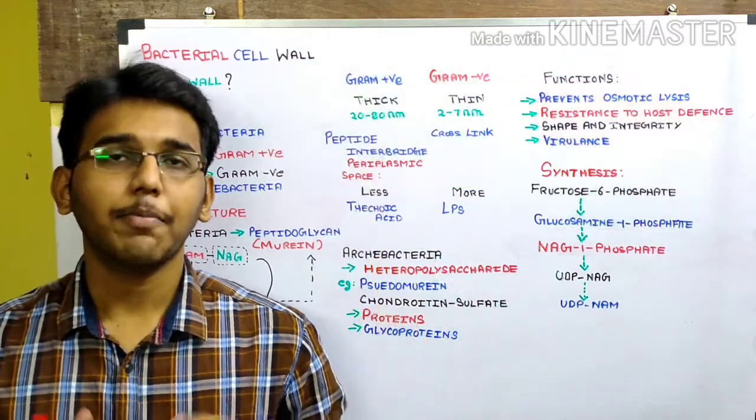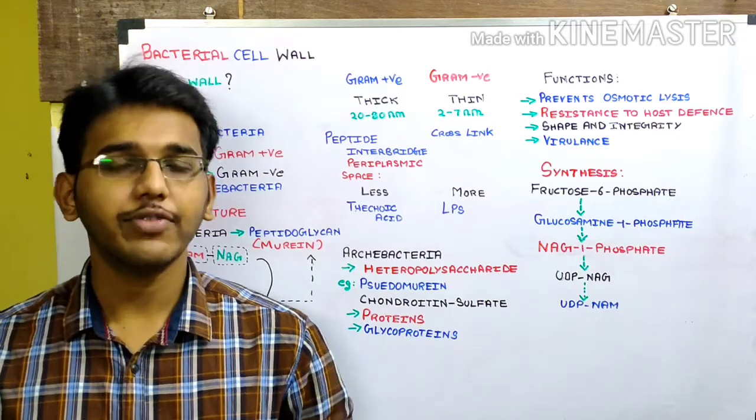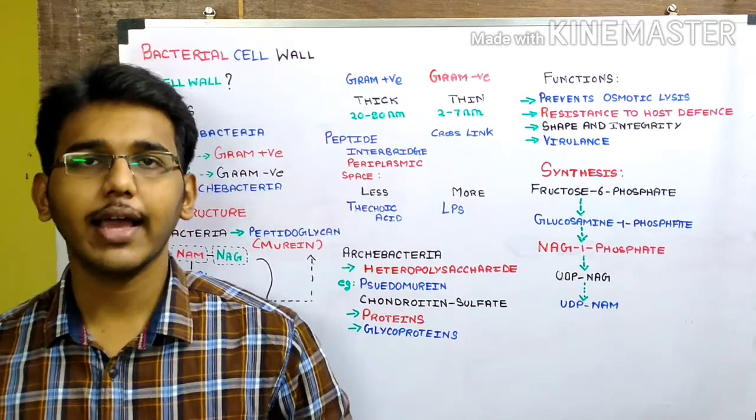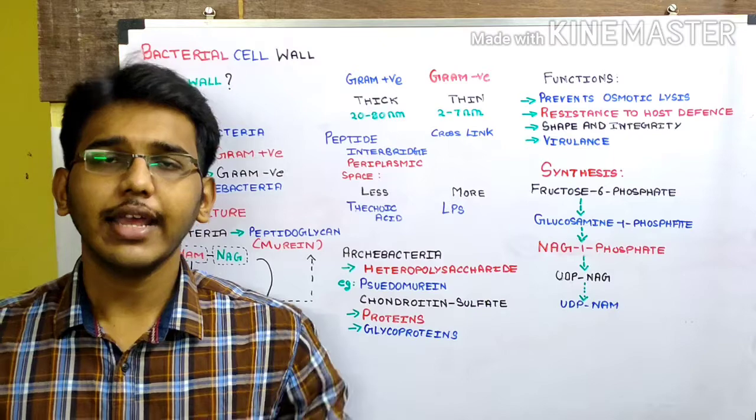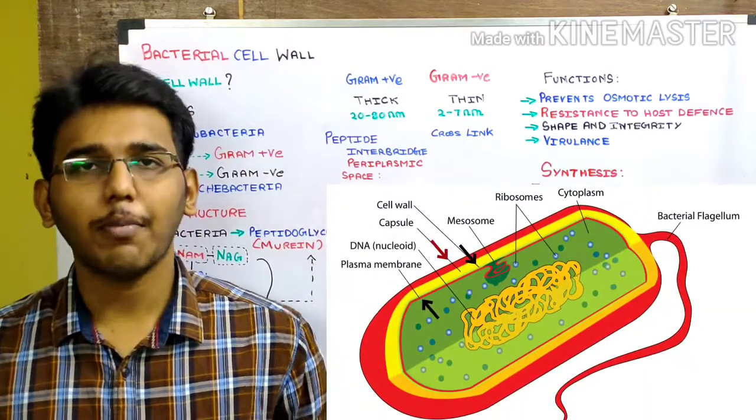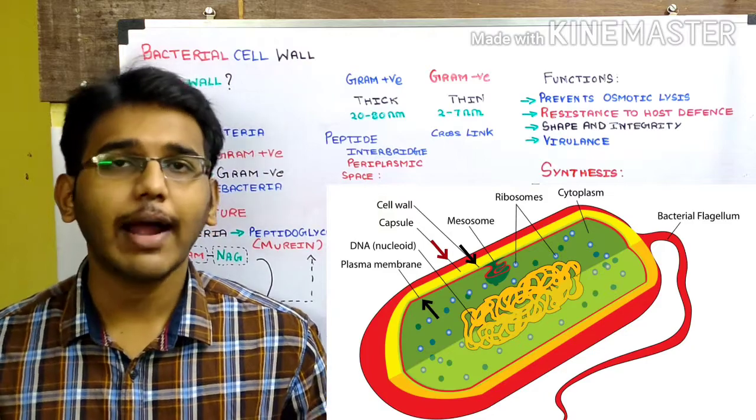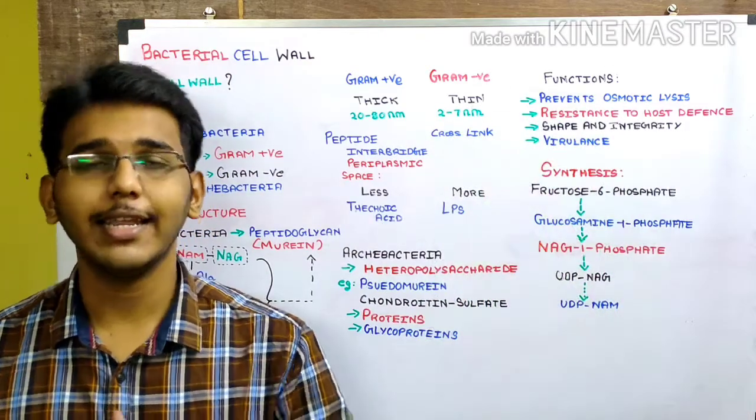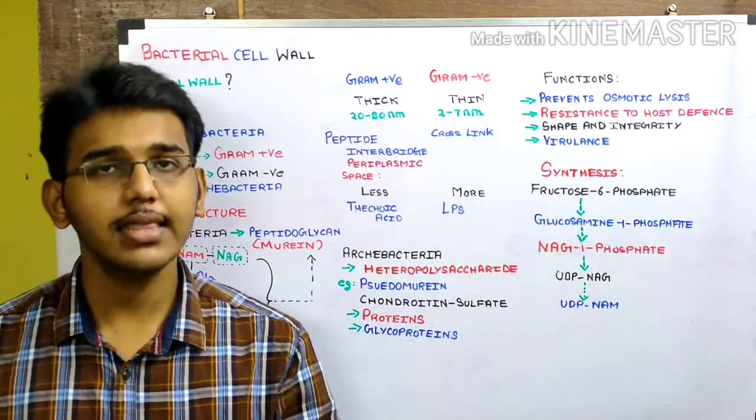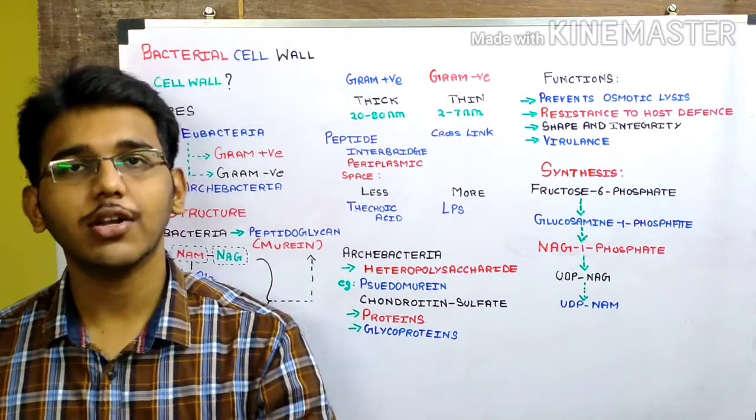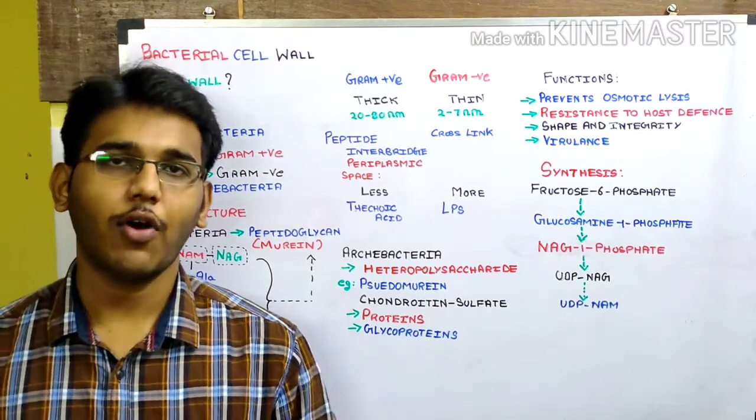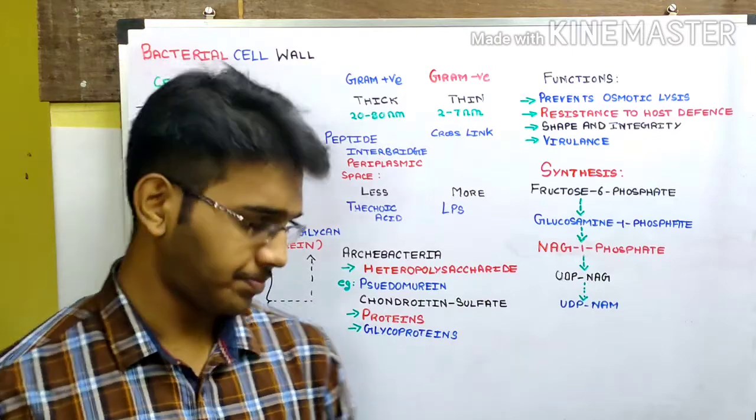We know that the plant cell wall is made up of cellulose, and in the case of fungi it is made up of chitin. In this video we are going to discuss the structure of the bacterial cell wall, the types of bacterial cell wall based on the types of bacterium, and also the synthesis and function of the bacterial cell wall. So let's get into the video.